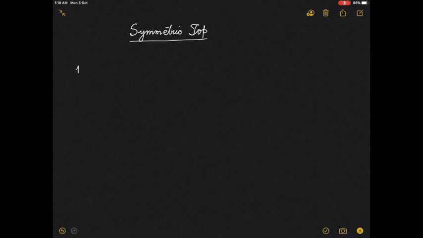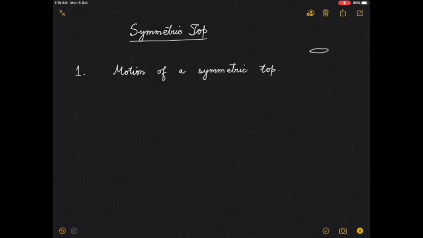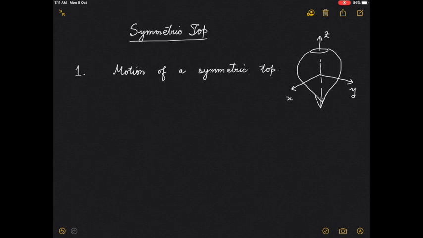The first case is the motion of a symmetric top. This is the one that we'll work out in detail. So what is a symmetric top? A symmetric top looks something like this. It's symmetric about one axis, so I can call that the Z axis, and then you have X and Y. We'll look at the motion of such a symmetric top with one point fixed. So this is the fixed point.